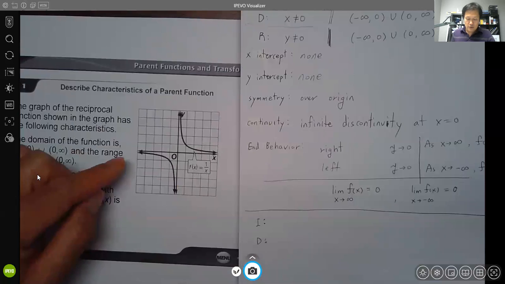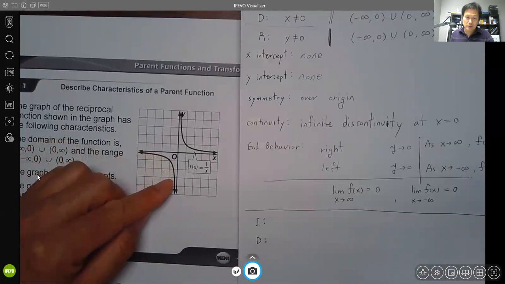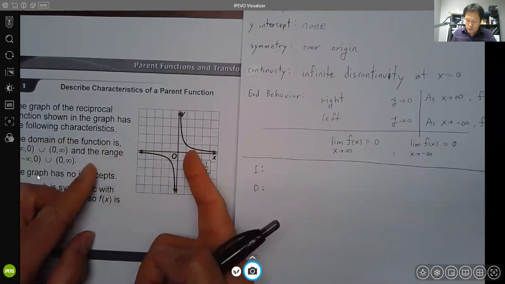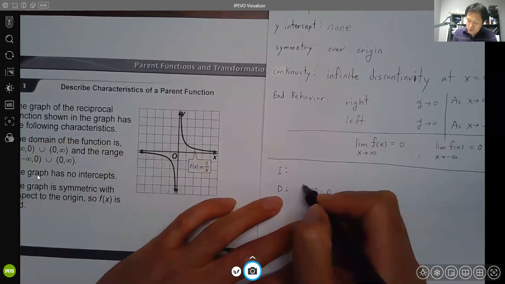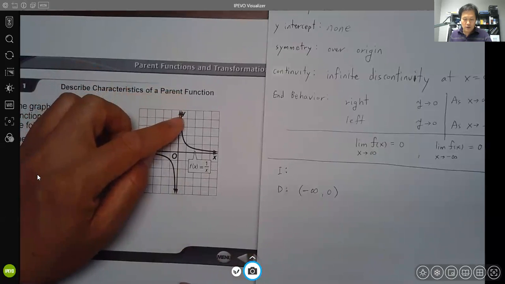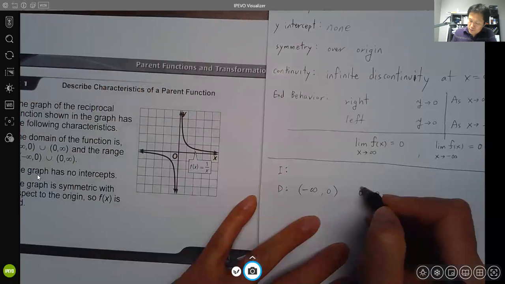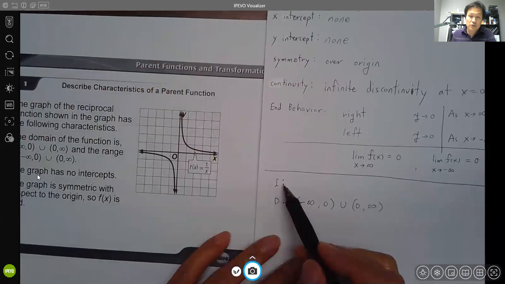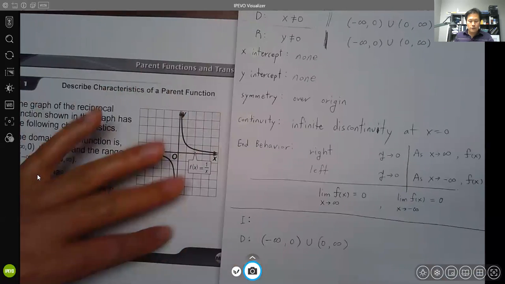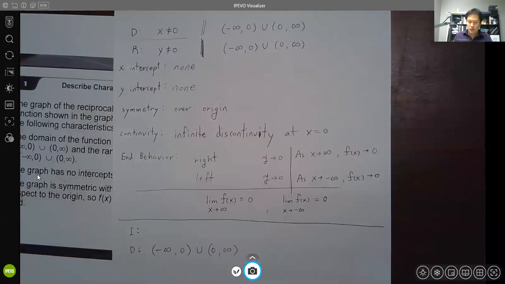Increasing and decreasing. So okay, as you move to the right, what happens to the y? It decreases. So where to where is it decreasing? Minus infinity to 0, decreasing. Then as you move to the right, it decreases again here. Where to where? 0 through infinity. Where is it increasing? Nowhere. That's nothing there. Okay, given this, that was the analysis. We answered all the questions there.